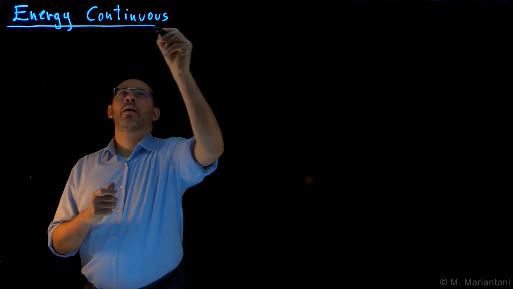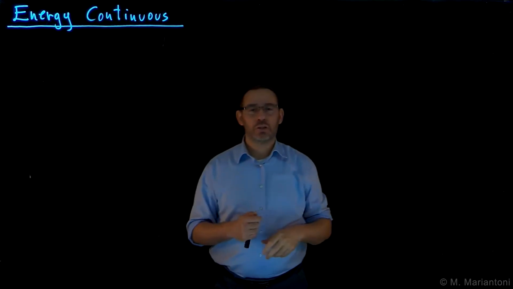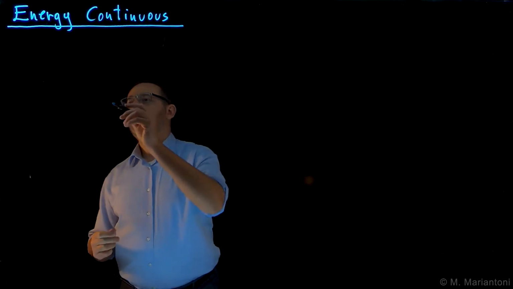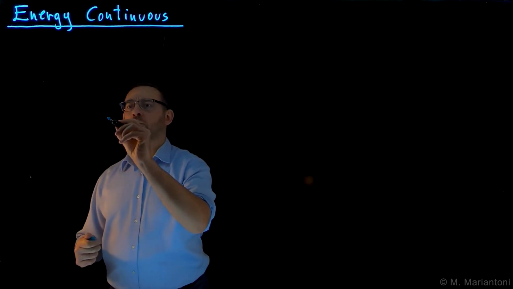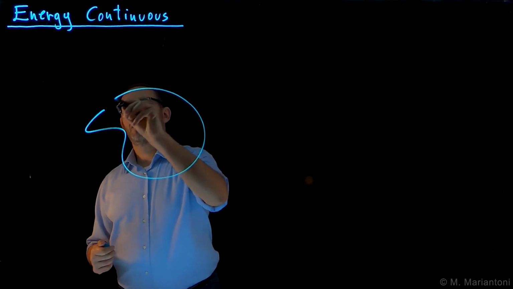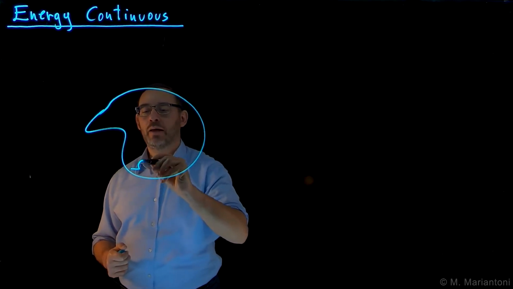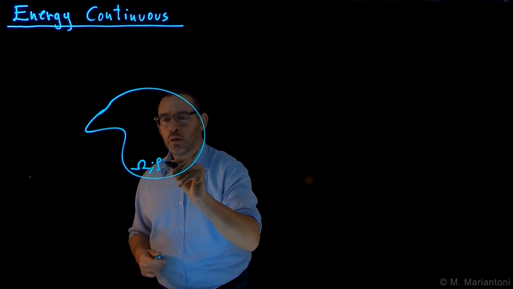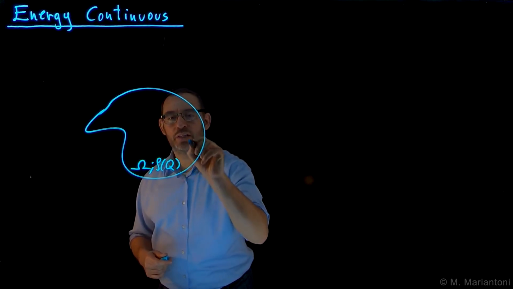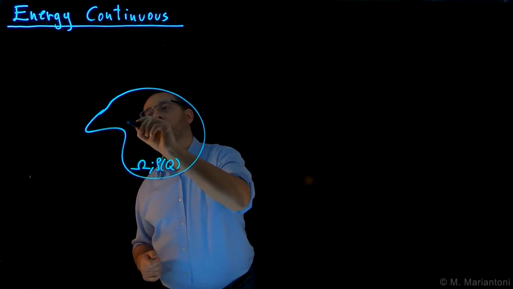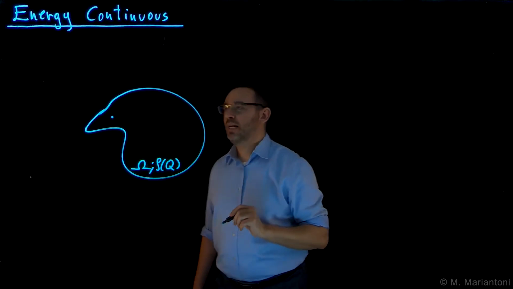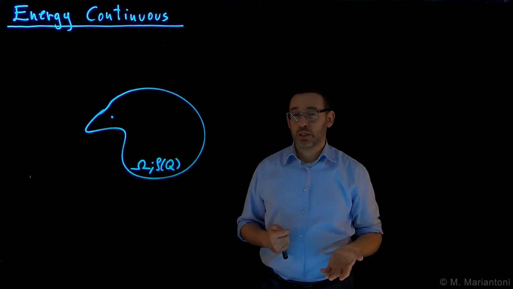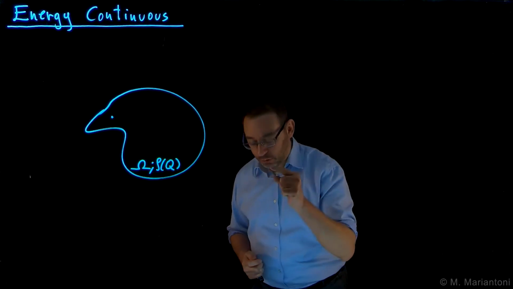Suppose we have a continuous charge distribution with volumetric density small ρ in a region capital Omega in space, where any point capital Q is a source point in this region of space capital Omega. We want to find an expression for the electrostatic energy for this specific problem.